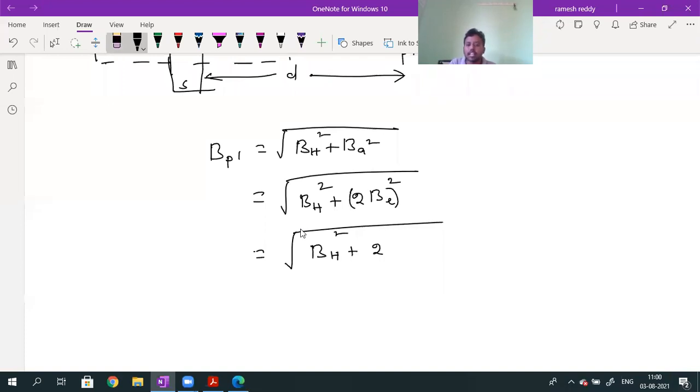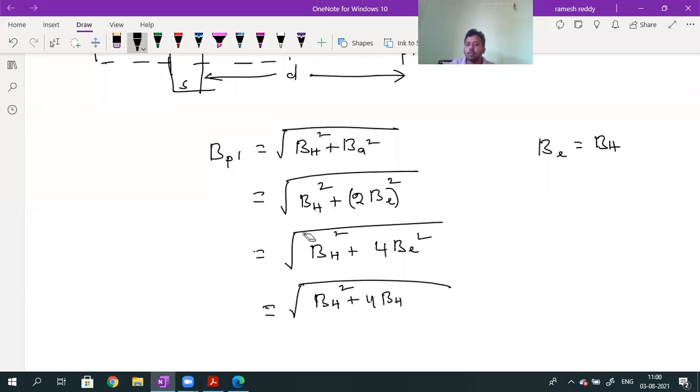Then what will I get as the answer? Here the answer is of 4 into BE square. But as per the null point condition, we know initially it is the null point condition. The null point condition is given by BE equal to BH. When BE is equal to BH, what I get is root over BH square plus 4 into BH square. So what will I get as the final answer? The final answer is given by the following.